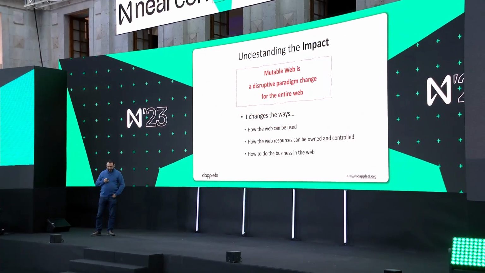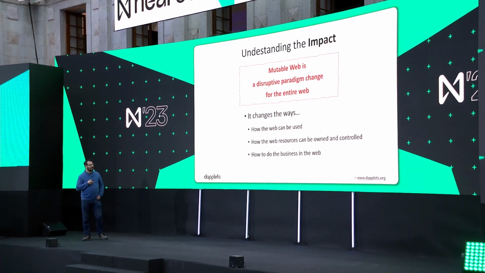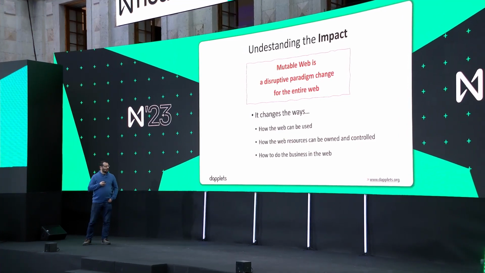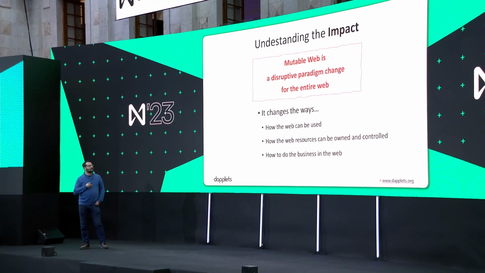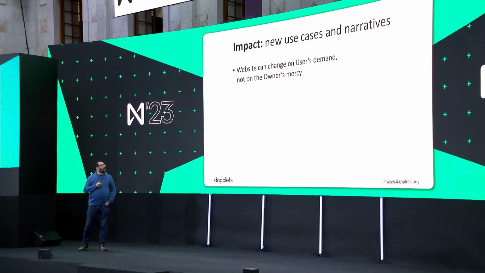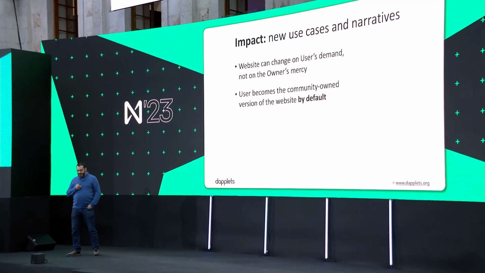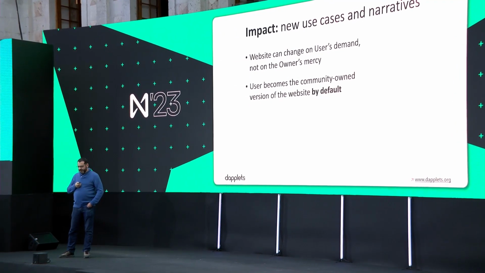So, important to understand, this mutable web is a main narrative change and paradigm change for the entire web. It changes the way the web can be used, how it can be owned, controlled, and how we can make business in the web. For example, the websites become changeable on users' demand, not under owners' approval. Users become a community-owned version of the website by default.